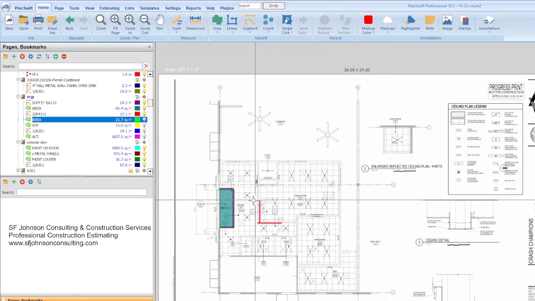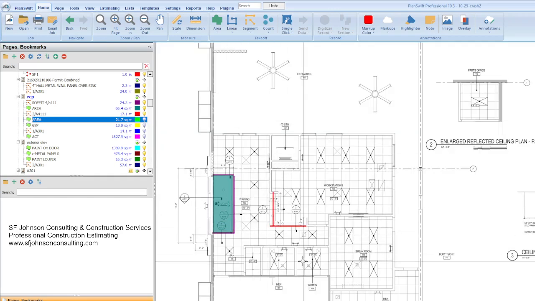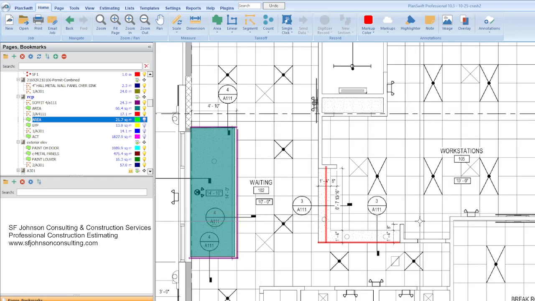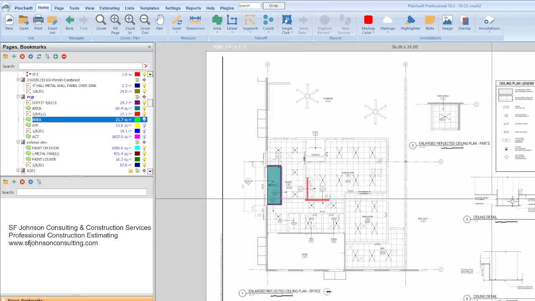So that is very important when you're looking at the reflective ceiling plan. Just like the floor plan has section views, the ceiling plan has section views too, so you have to be able to go to those to determine your additional material.